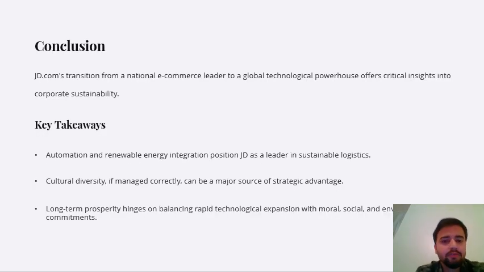Conclusion: the fact that JD.com is growing from a national online sales platform into a global technological giant presents immense opportunities and critical problems. Being the main point of the company, automation, renewable energy, and CSR turn into a vision of sustainable trade. However, reported risks, cultural tensions, and environmental restrictions exist. The analysis based on Bloom's taxonomy has gone from knowledge and understanding of the operations of JD to application of the theory.